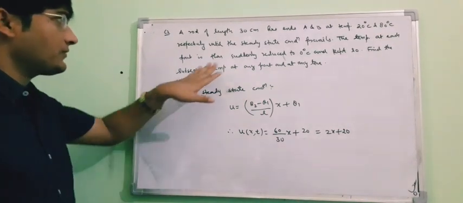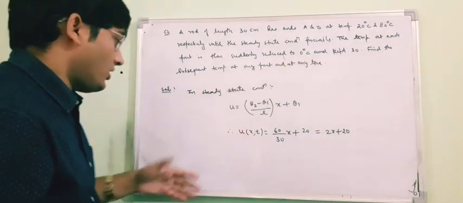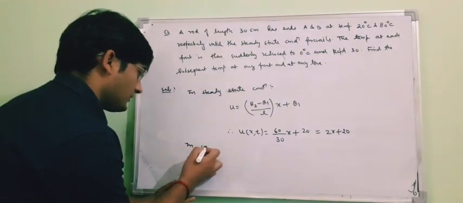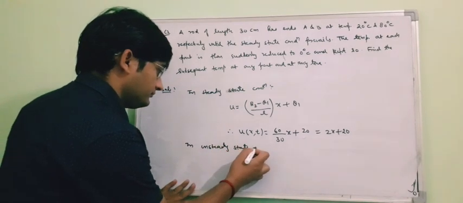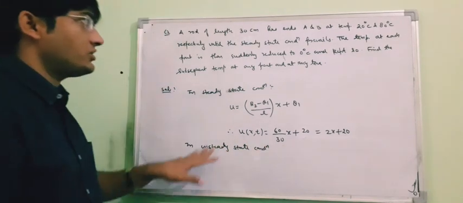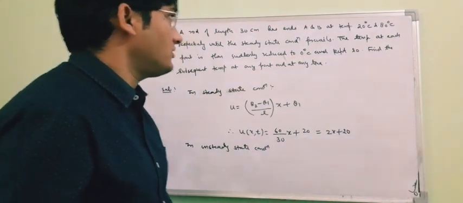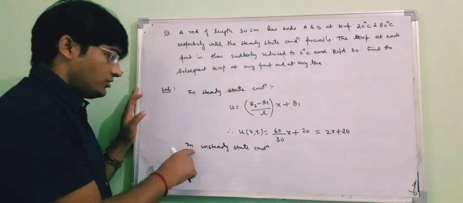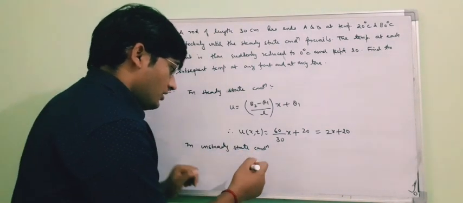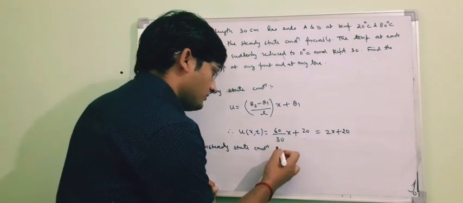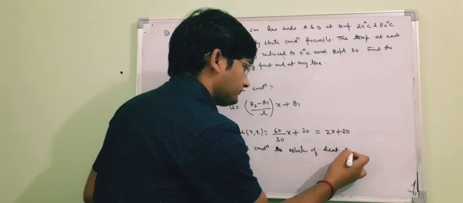So now this is your initial temperature. Now suddenly the temperatures at A and B are reduced to 0 degrees centigrade. That means when your temperatures are reduced to 0 degrees centigrade, with change in time, in unsteady state condition, the solution of the heat equation will be this.